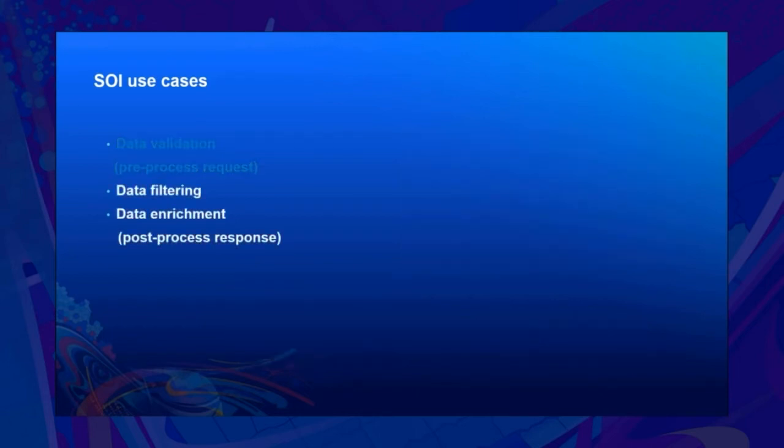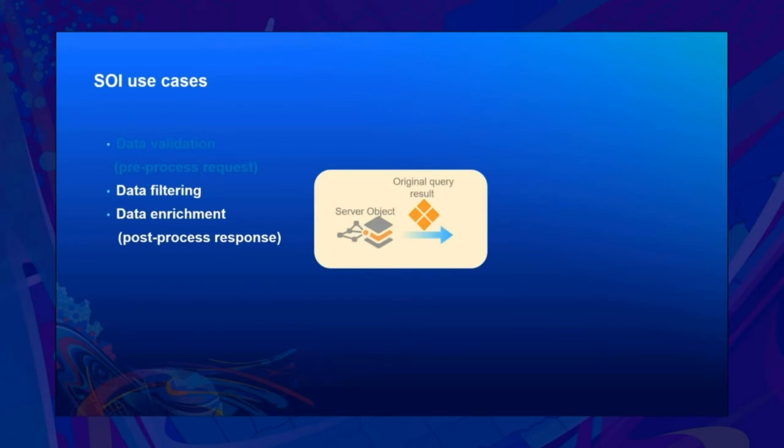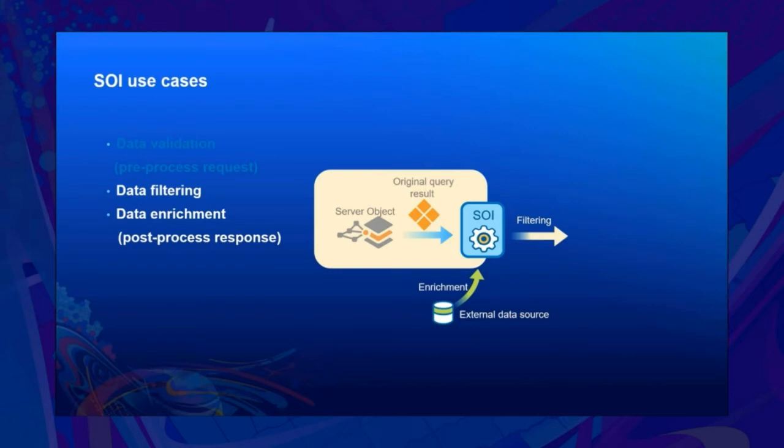The next use case is data filtering and data enrichment. Data enrichment usually happens when we post-process response. Here is an example of a query response. The content of a query response is usually a feature collection in JSON or GeoJSON format. When this feature collection is generated by the server object and sent to the SOI, the SOI can pull extra data from an external data source to integrate into this feature collection. This will enrich the query response. At the same time, the SOI can also filter certain information from the query response. So in this way, the client application will receive the enriched and filtered query response.